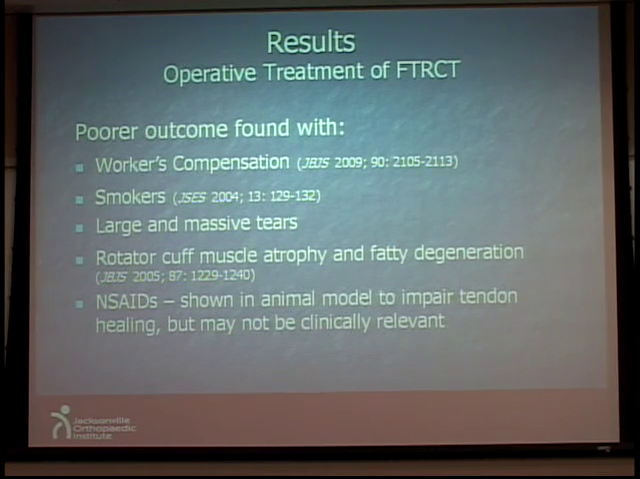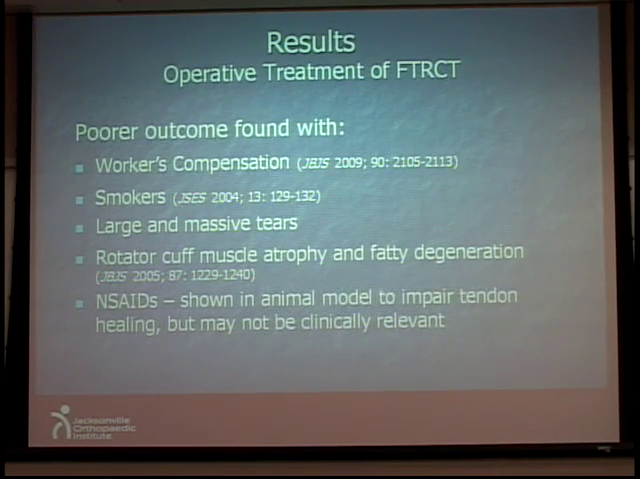Well, what is associated with poor outcome? Well, this has been found to involve workers' compensation, when there can be secondary gain for not improving. Smokers have been found to have not as good a result. With large and massive tears, although they still can have good results, not as good, and of course associated with a higher re-tear rate. When there's also already muscle atrophy or fatty degeneration, these have been shown not to have as successful an intact repair rate when examined by ultrasound and MRI scan several years later. However, patient satisfaction is still high.